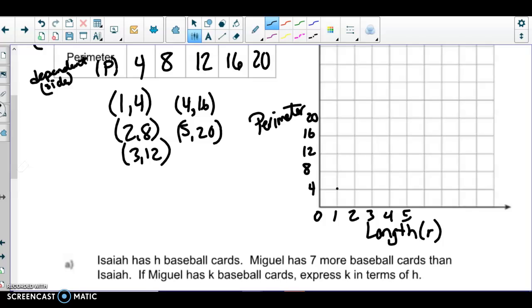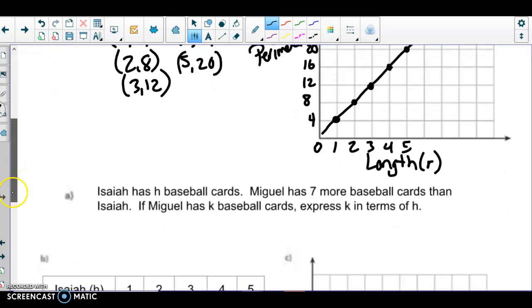All right, let's graph them. 1, 4, 2, 8, 3, 12, 4, 16, and 5, 20. I'm going to connect the dots to show, hey, that's a line. And a mistake that some people make is they forget those labels of perimeter and length, or they mix up their numbers. So I find that writing ourselves those notes about dependent and independent are super helpful with that.